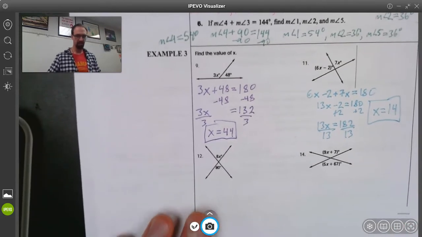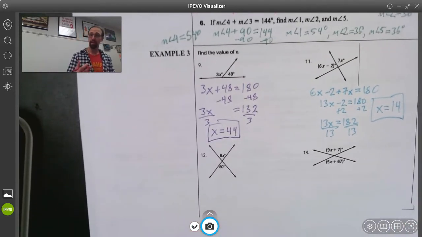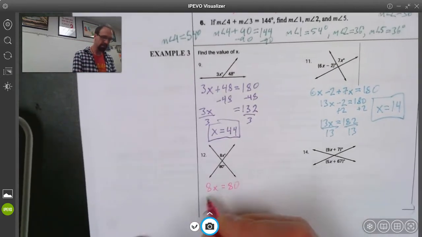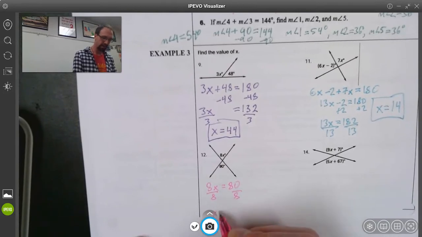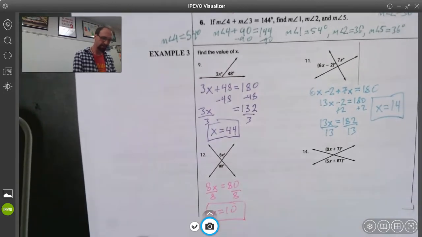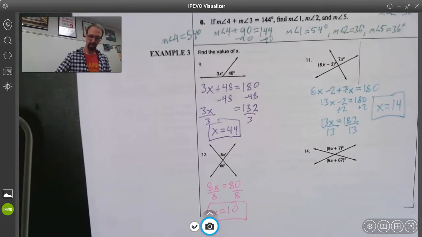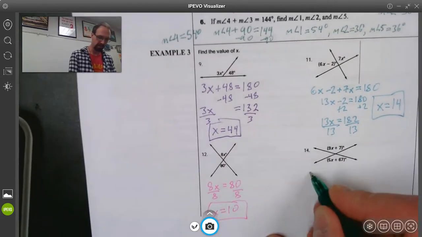The next one, number 12, these are vertical angles. Vertical angles are congruent. So I have 8x equals 80. Divide by 8 on both sides, and I get x equals 10. And then also for 14, those are also vertical angles. They're also congruent, so I can set them equal to each other.